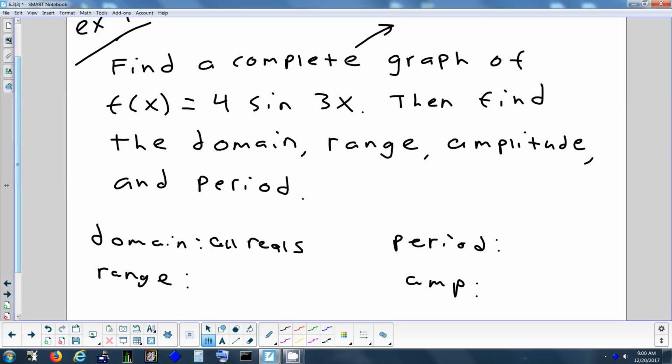Anything else that we could tell quickly just by looking at the graph, the equation? Yep, Leo? The range is negative 4 to 4. Yeah, the range is going to be negative 4 to 4 because normally it would be negative 1 to 1, and you've quadrupled it, so it's negative 4 to 4.